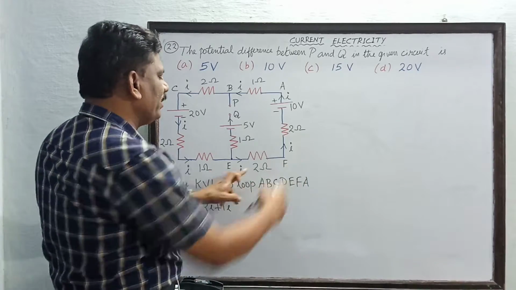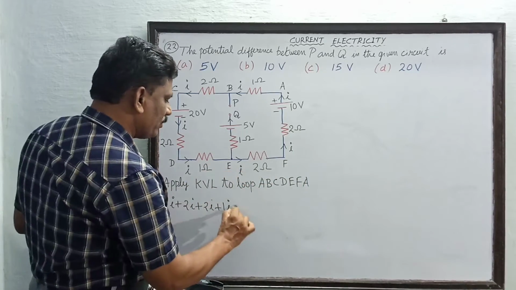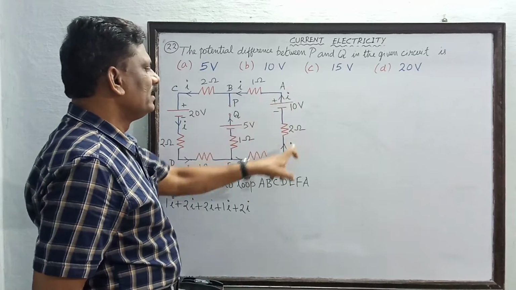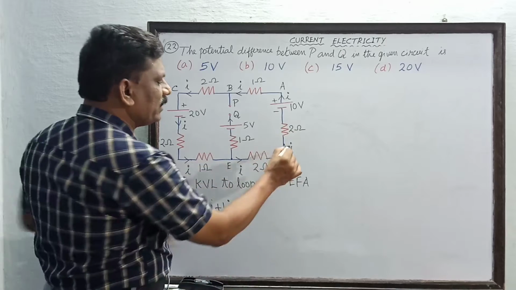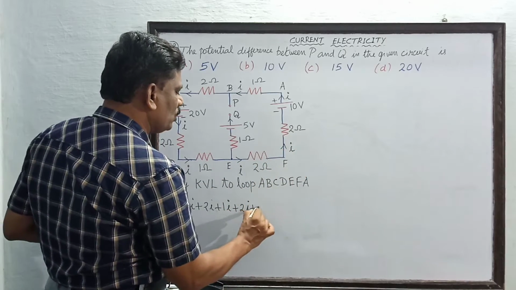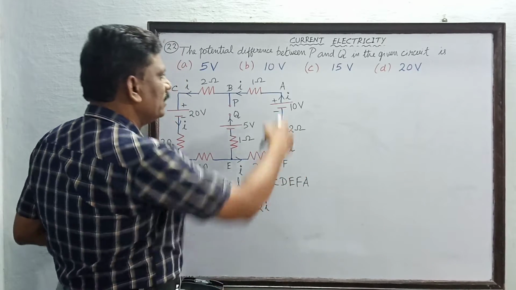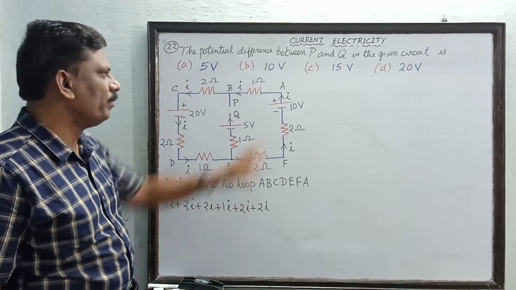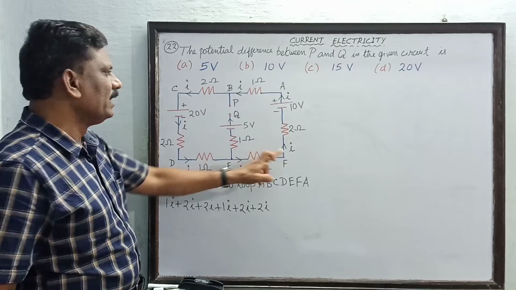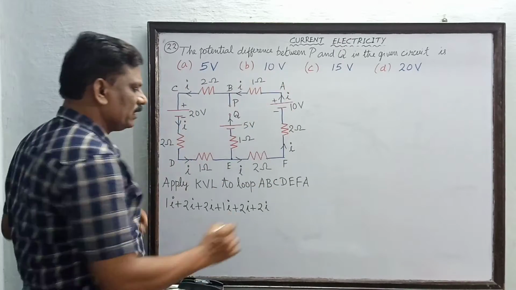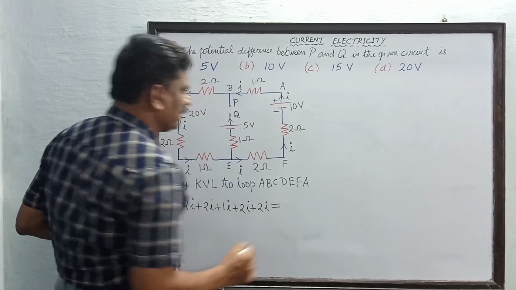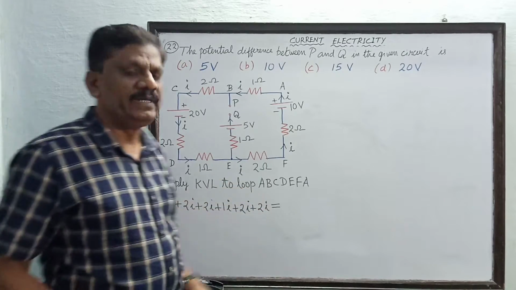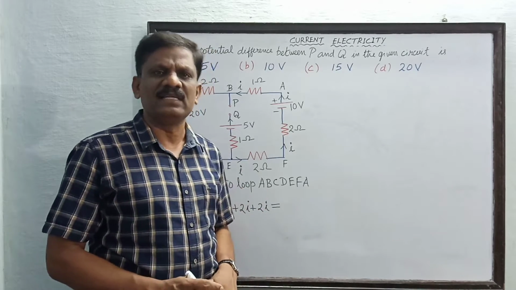Then from E to F, there is a 2 ohm resistor. So plus 2 into I. F to A, there is a 2 ohm resistor. So the IR product is plus 2 into I. We have completed one full loop, A, B, C, D, E, F, A. So the algebraic sum of the current resistance product I have written on the left side of the equation. This must be equal to the algebraic sum of the EMFs in the same loop.